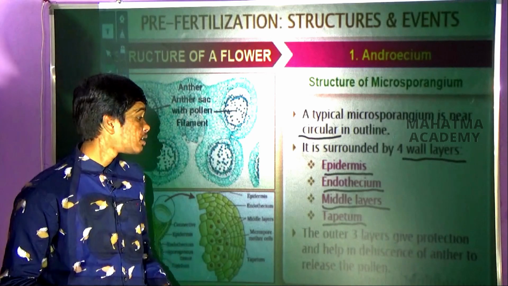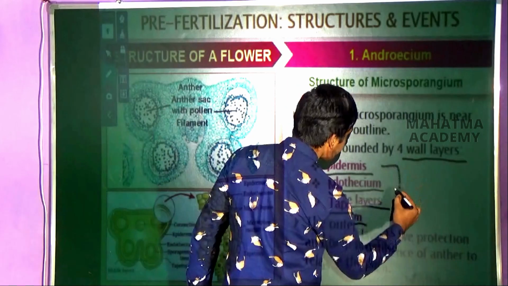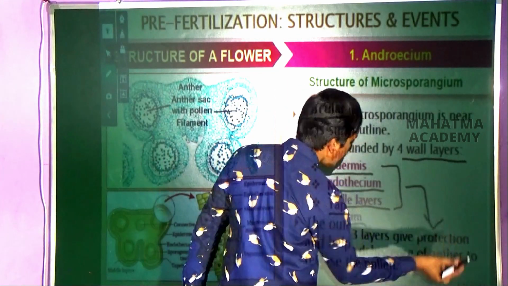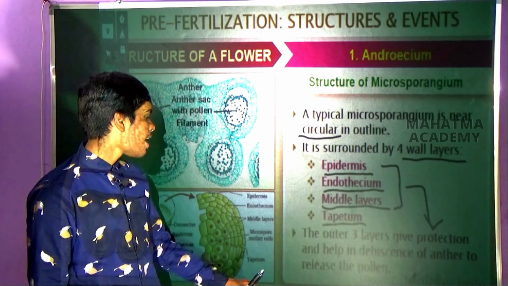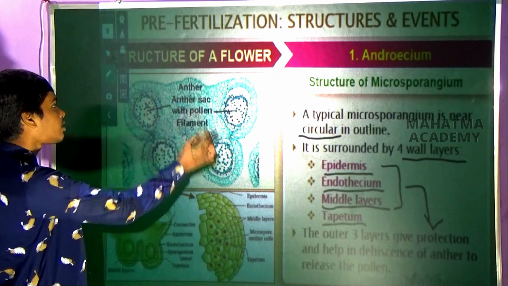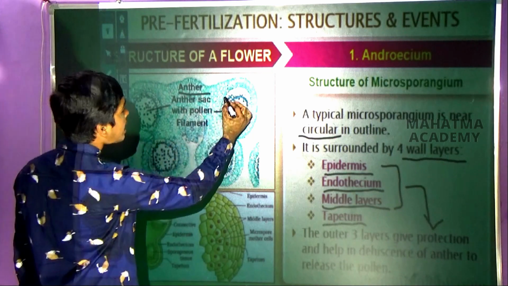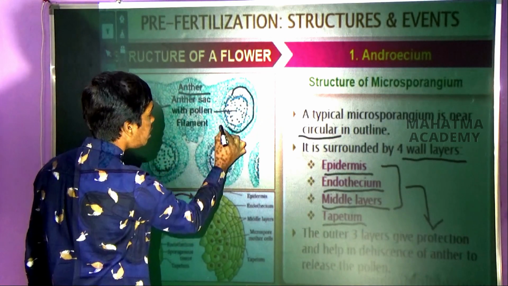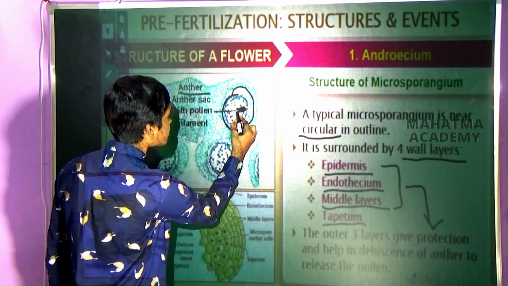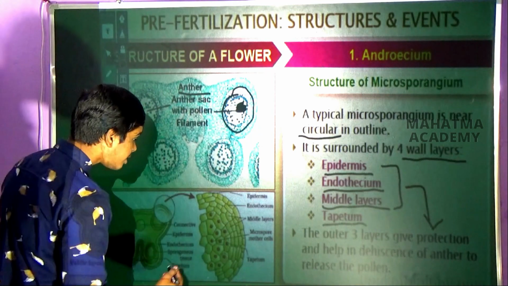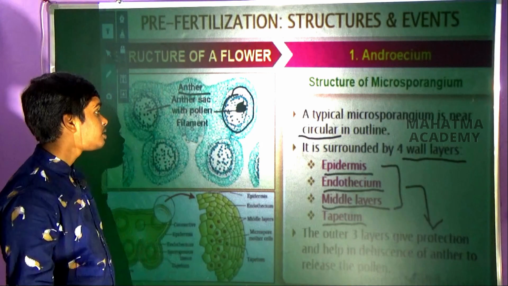developing cells of the anther to release the pollen. So these three help in what? They help in protection and dehiscence of the anther to release the pollen grains. So this is the anther. Now anther sacs. This is the anther sac. Here are the pollen grains. Now this is the outer layers. We will see about the diagram in the last steps.